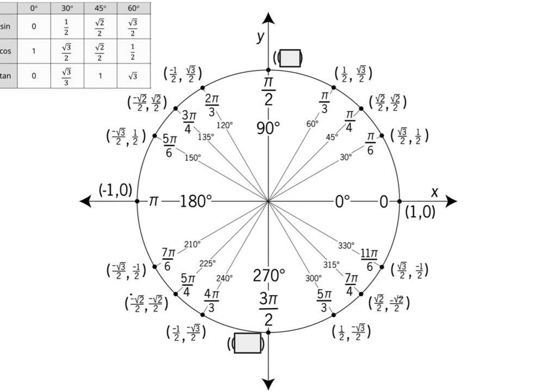Let's look at 90 and 270. For 90, I moved up 1 and didn't move left and right any. So my sine here is +1, cosine is 0. And straight down, my sine is -1 and my cosine is also 0.